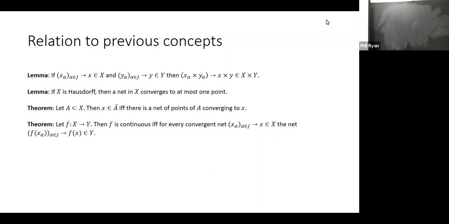Next one, which is another property that we want our nets to have, to mimic what sequences have. If we have any subspace A of X, then X is in the closure of A if and only if there's a net of points of A converging to X.